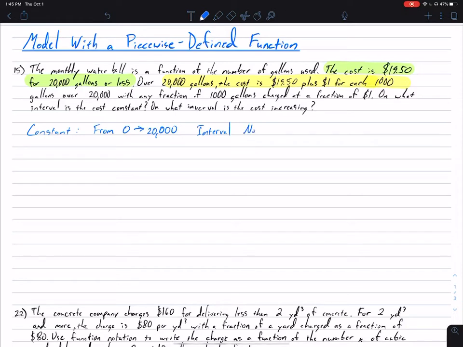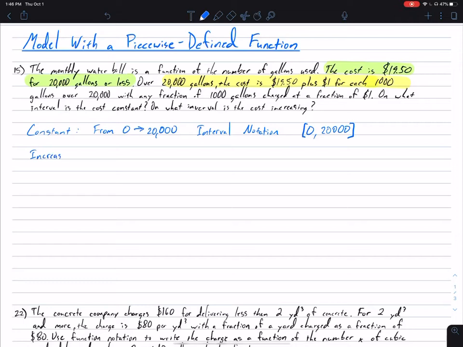So in interval notation, my minimum amount would be 0. Now, I could use 0 gallons of water and I'd still be charged, because that's going to be my bill. And then that's going to go up to 20,000 gallons. At 20,000 gallons, that can still happen, 20,000 gallons or less, so I'm going to put a bracket there.